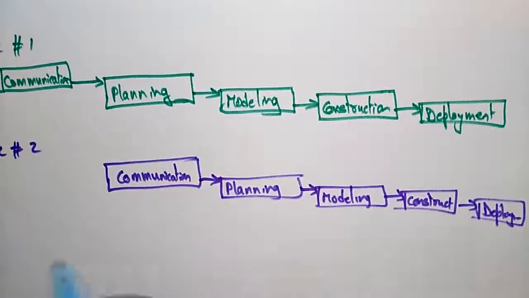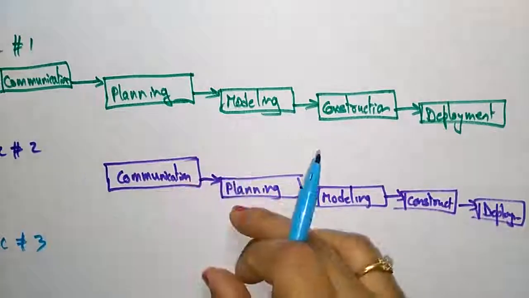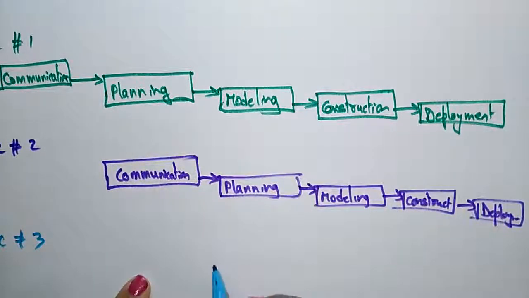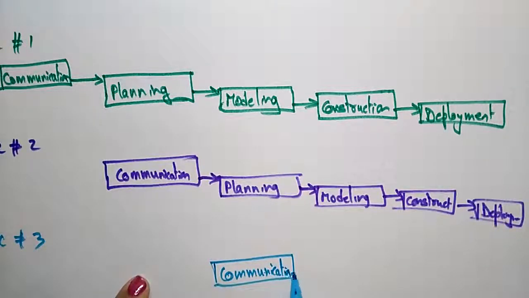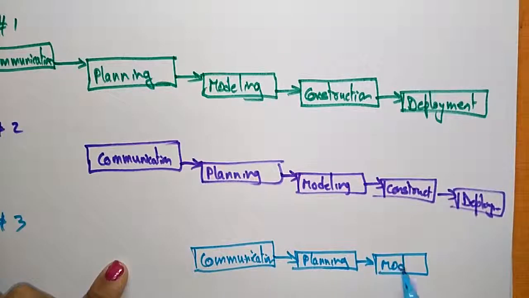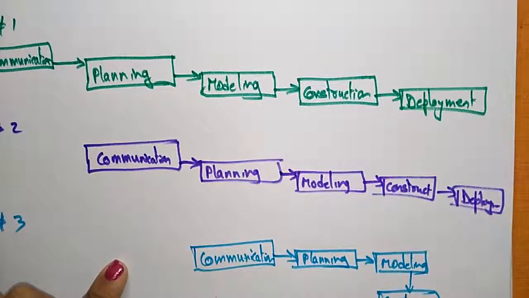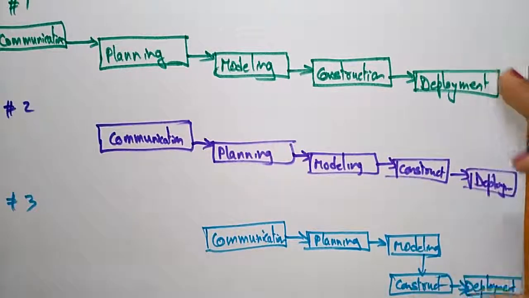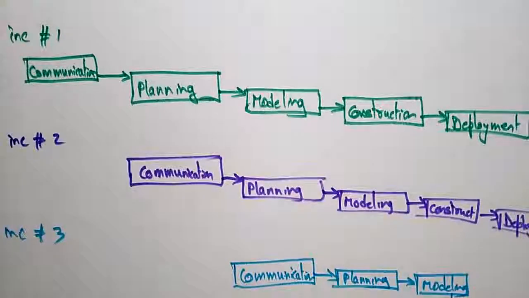In increment 3, when one team is in the modeling stage and the next is in the planning stage, the third is trying to communicate. Next they plan that module and model it. Next they construct and deploy. So this is how the incremental model works. Thank you.